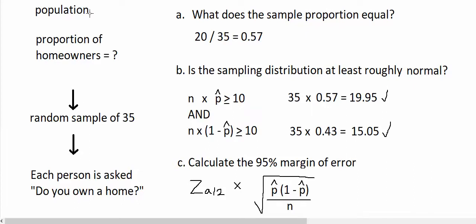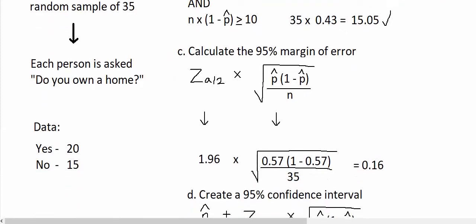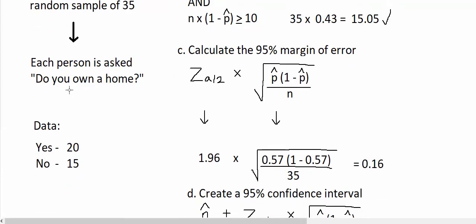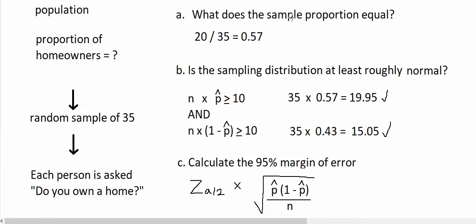In this problem, we're going to be calculating a confidence interval for a population proportion. A person wants to know the proportion of homeowners in a population. What the person does is the person takes a random sample of 35 people and asks each person, do you own a home? This person gets 35 yes-no answers, and this is the person's data set. The person's data is showing 20 yeses and 15 nos.